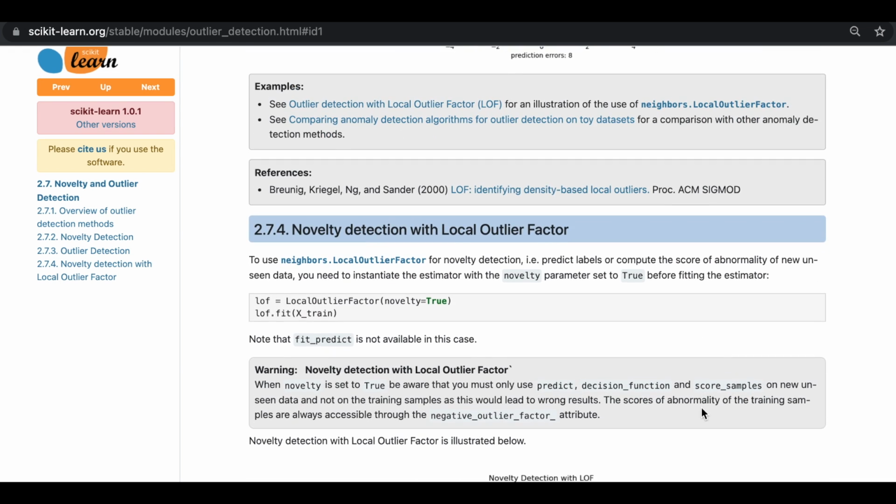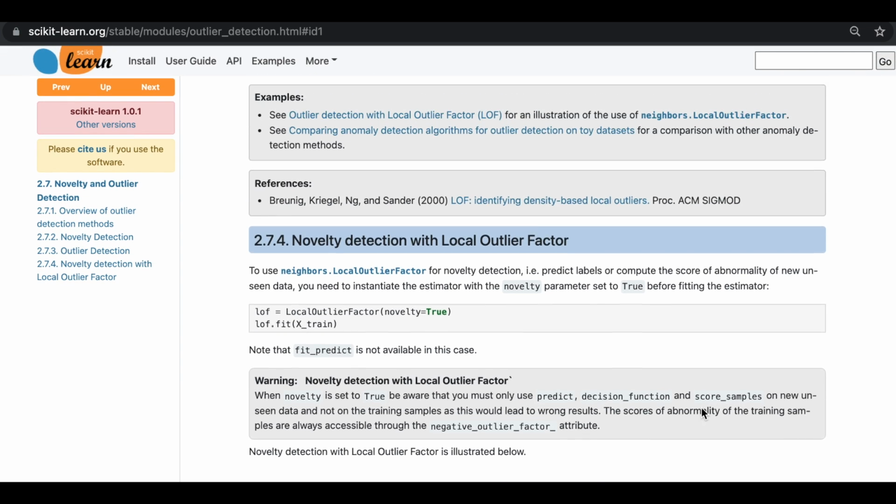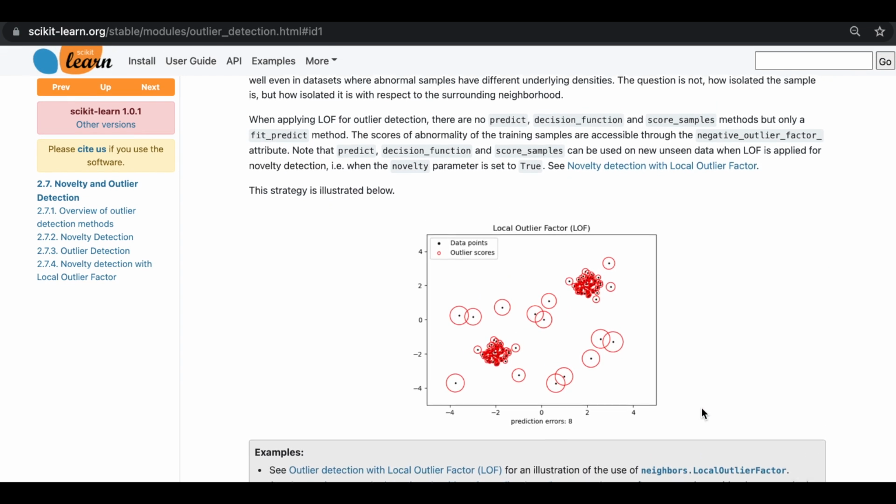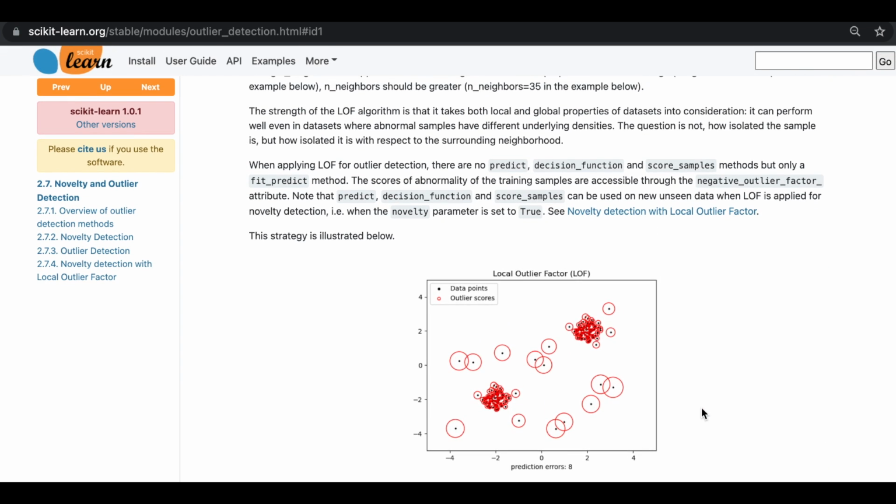So that is our short video series about anomaly detection, outlier detection, and novelty detection using Scikit Learn and Python.